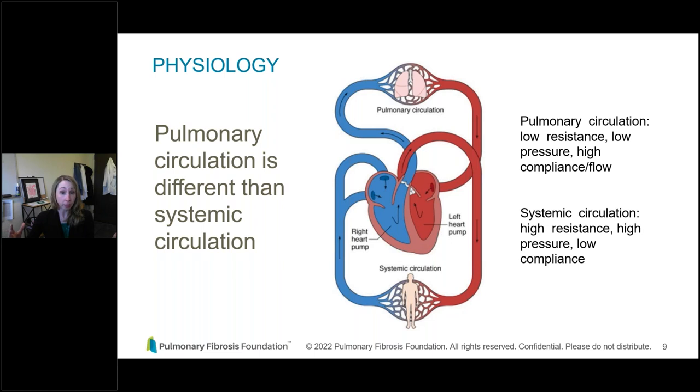of blood flow. In contrast, in the systemic circulation, what we measure in the arms, for instance, it's high resistance, high pressure, because you want that blood to get kind of pushed back to your heart to go through the circuit.